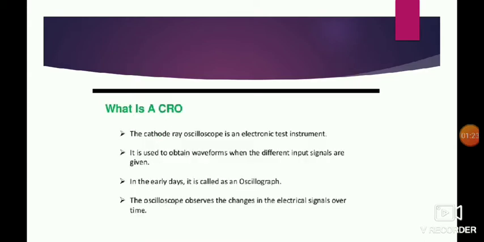Types of CRO. What is a CRO? Cathode ray oscilloscope is an electronic test instrument. It is used to obtain waveforms when different input signals are given. In the early days, it was called an oscillograph. The oscillograph observes the changes in the electrical signal over time.